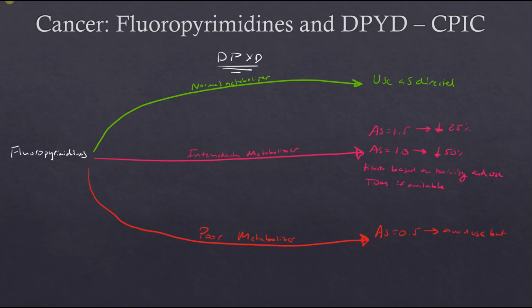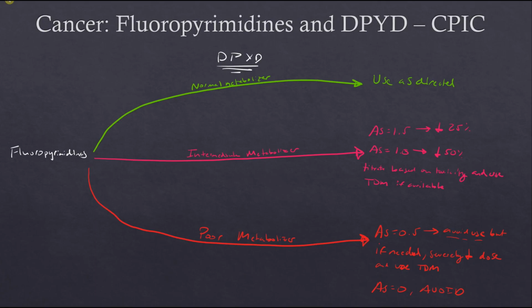And if you are a poor metabolizer with an activity score of 0.5, they tell you to avoid use. But if it's absolutely necessary for some reason, whatever that clinical indication may be, they recommend you severely, and this is the wording they use in the guidelines, decrease the dose and use therapeutic drug monitoring. While if you're an activity score of 0, they blanket recommend that you avoid it. So there are your recommendations for fluoropyrimidine and the DPYD gene.